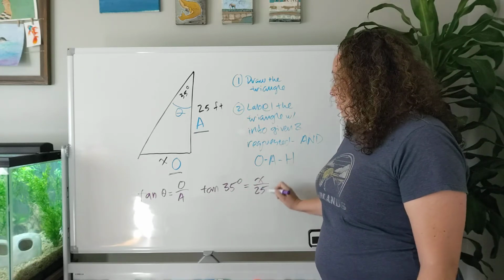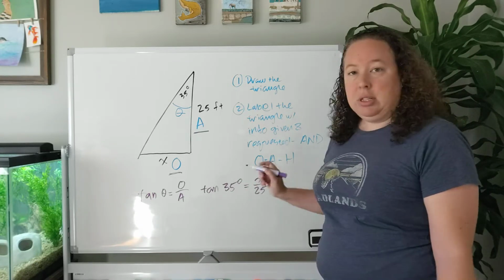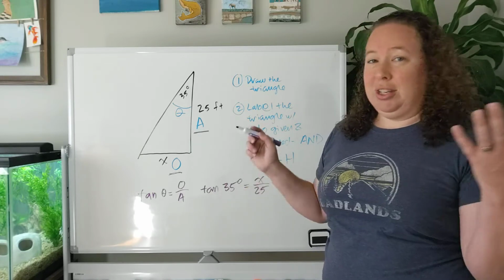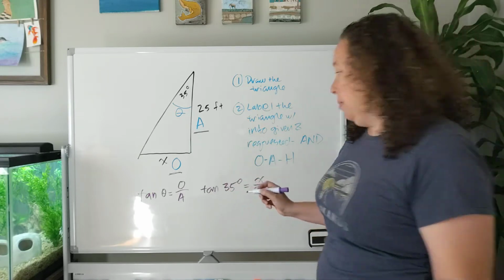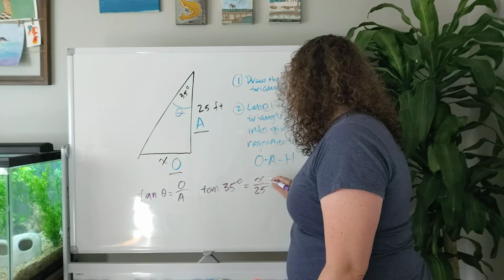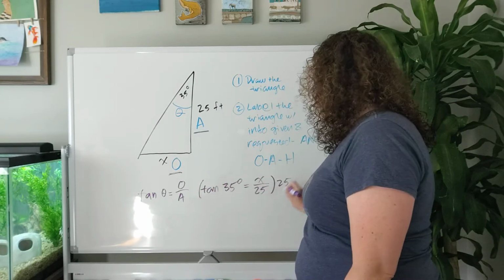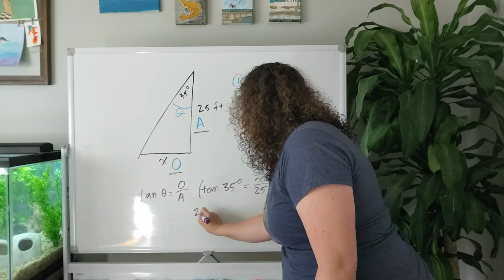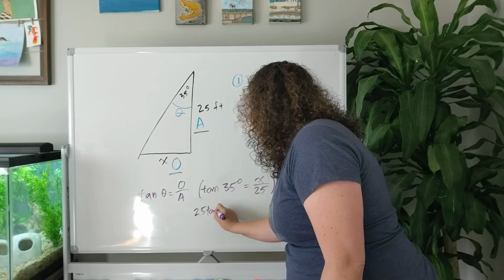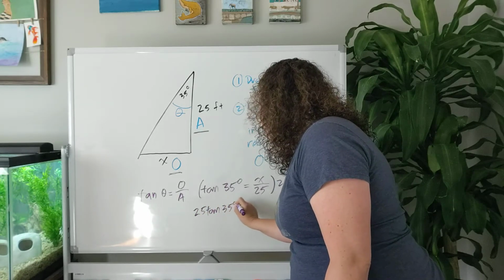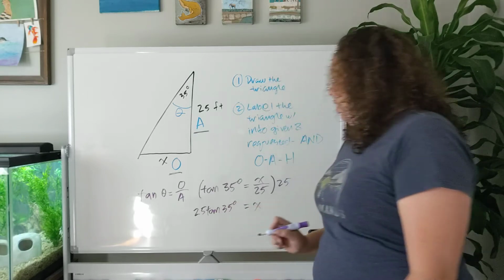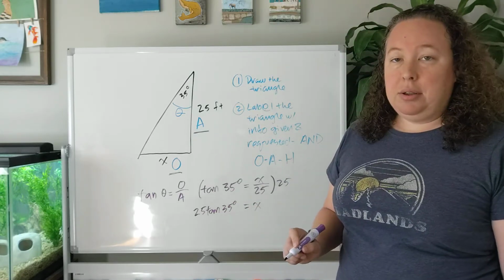Now this is an equation that we can very easily solve for x. Right now we have x divided by 25. To get x alone, we just need to do the opposite operation, multiply by 25. So we're going to multiply both sides by 25. And so we get 25 tangent 35 equals x.